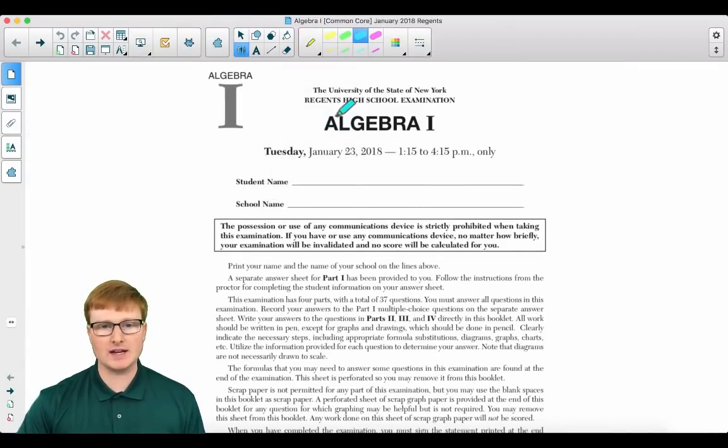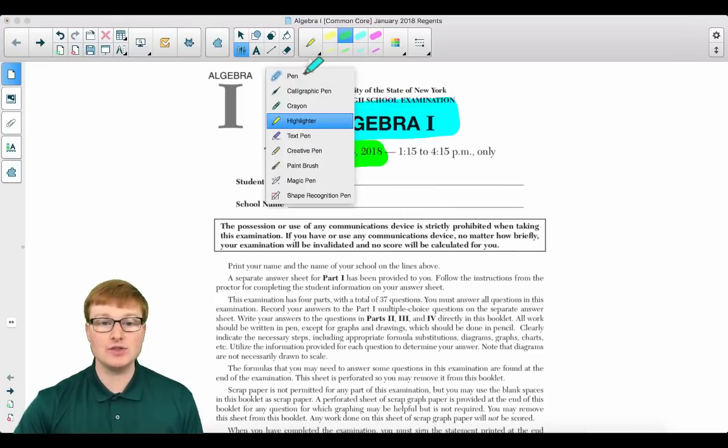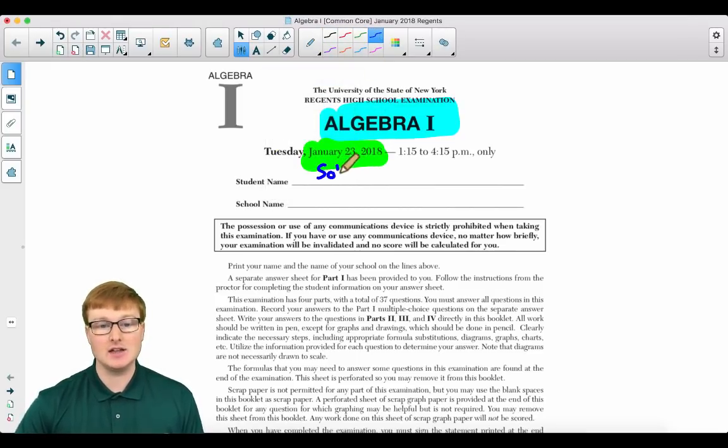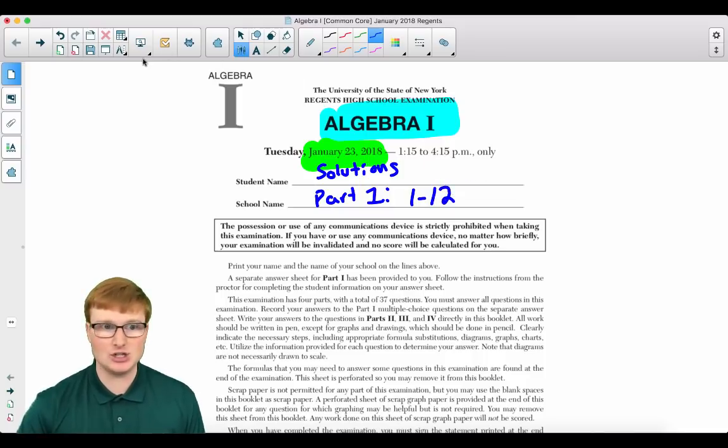This is the Algebra 1 Common Core Regents exam for January 2018. These are going to be the solutions to Part 1, questions 1 through 12 of this examination.